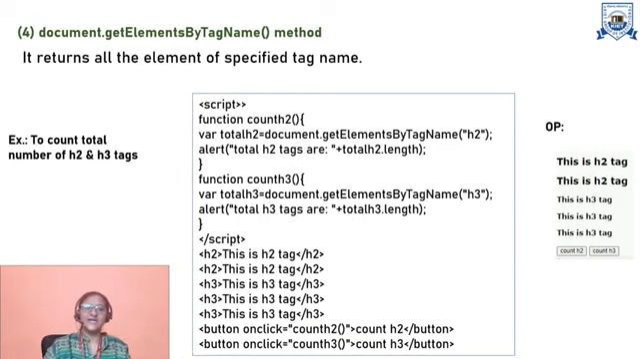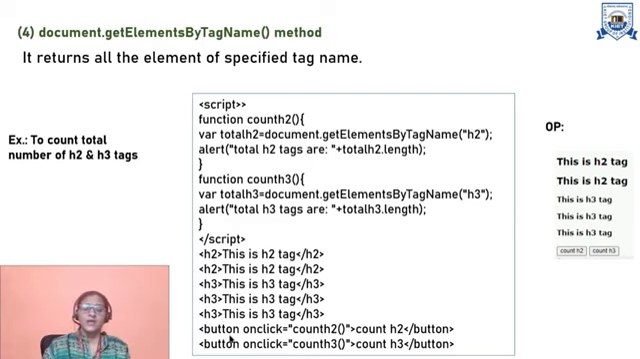Next one is getElementsByTagName. If you want to find out how many tags we have used in our document, we can use getElementsByTagName. It returns all the elements of the specified tag name. Here, h2 we have used 2 times, and h3 we have used 3 times.